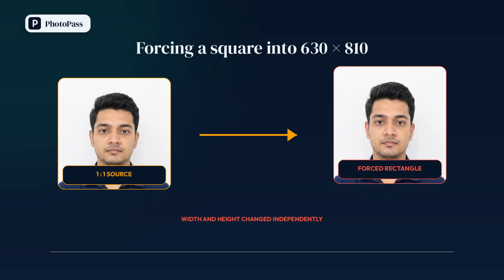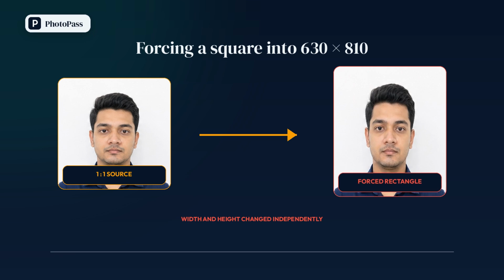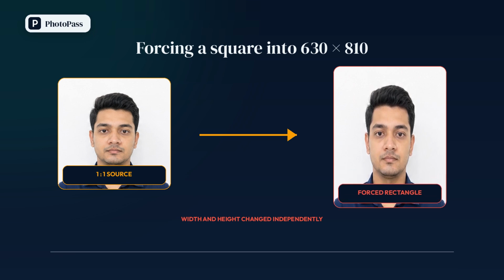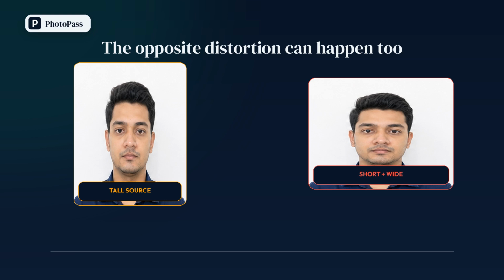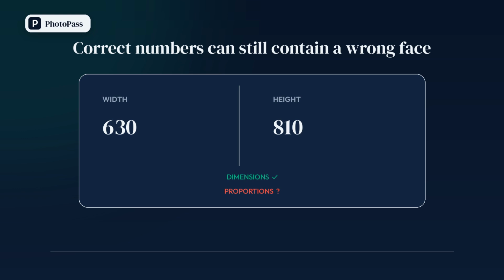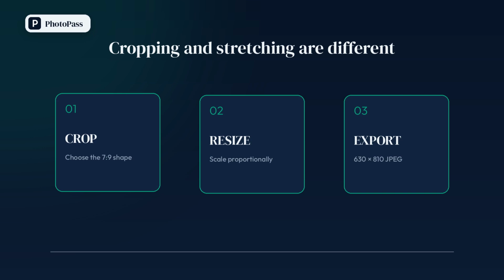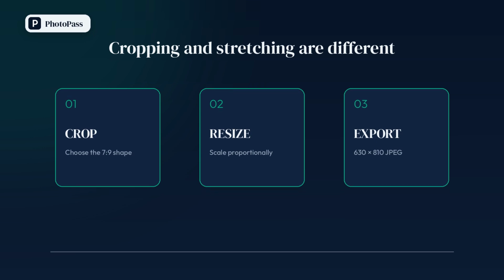If you force a square image to become 630 pixels wide and 810 pixels high, the software may stretch the image vertically. The file information will say 630 by 810, but the person's face will look unnaturally tall and narrow. The opposite can also happen. If a tall photograph is forced into the wrong proportions, the face can become short and wide. This is why entering 630 for the width and 810 for the height is not always enough. You must crop the photograph to the correct shape before resizing it.